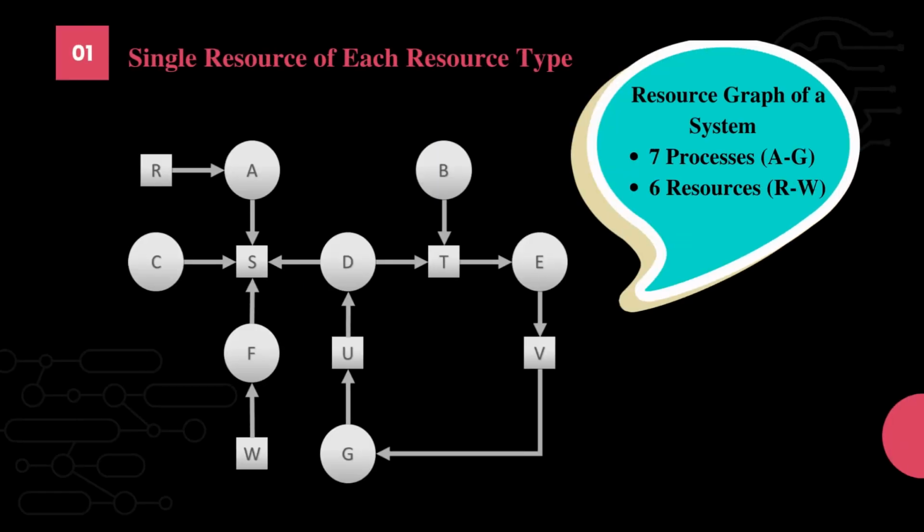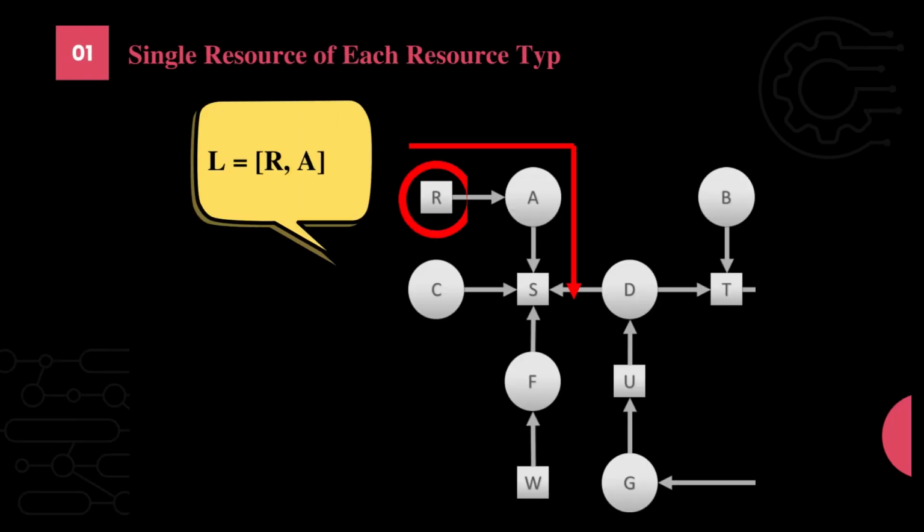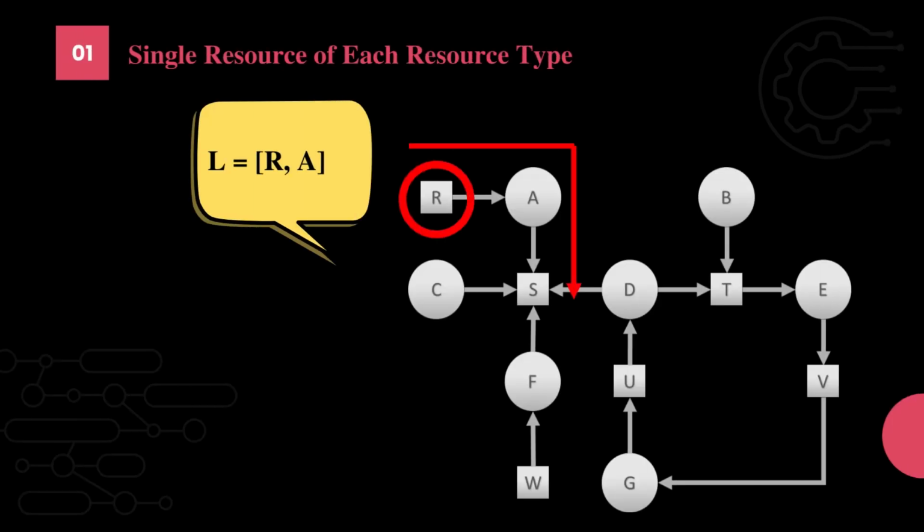Here is a constructed resource graph for a system that consists of 7 processes that are shown in circles and 6 resources that are shown in square boxes. By constructing the resource graph, it becomes clear that a cycle exists in this graph. One way is that each node is taken as a root one by one. By performing depth search on it, if it comes back to a node that is already checked, it means that a cycle exists. Let us take node R as a root here.